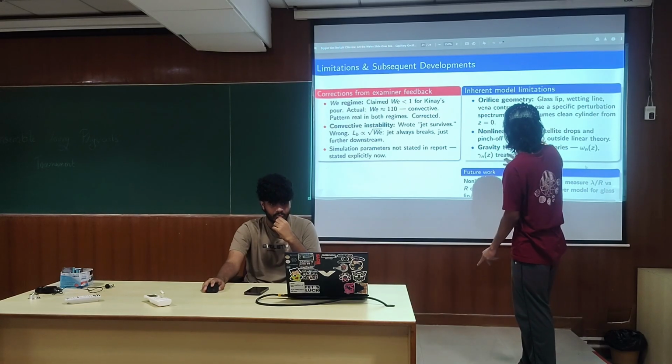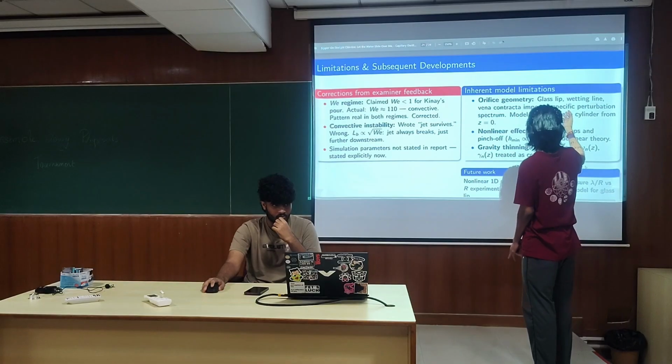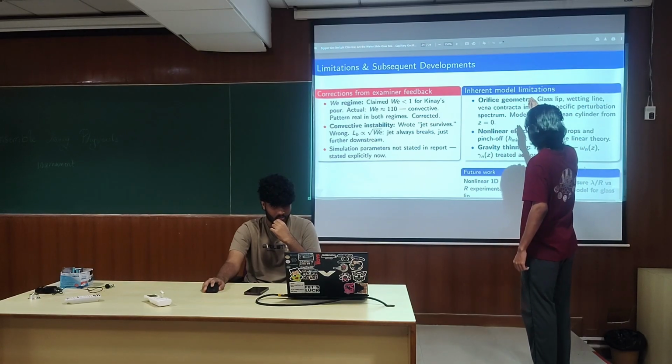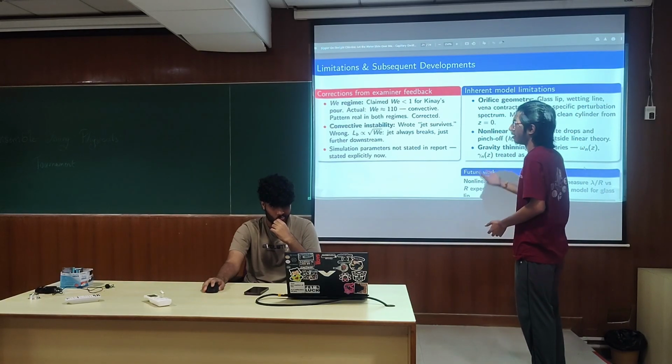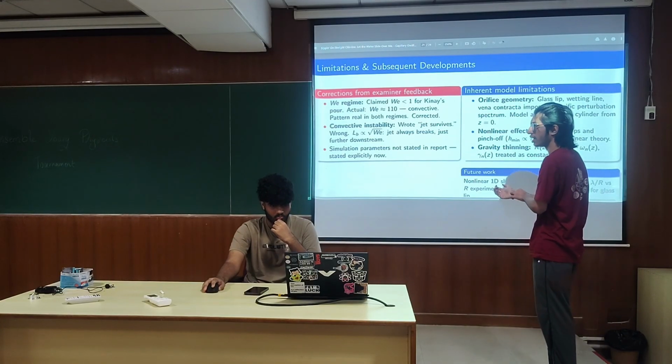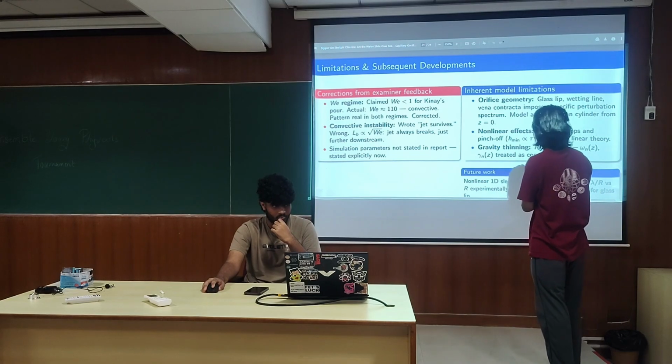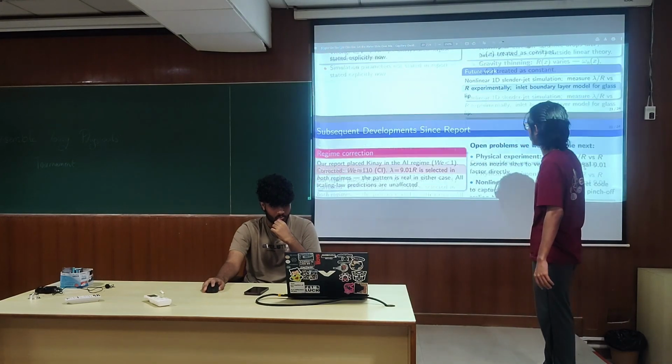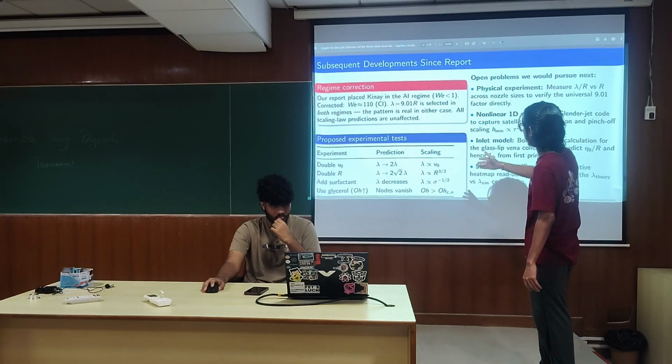And here we have the inherent model limitations that were stated, that is the orifice geometry and the glass slip, and these are the limitations that again were mentioned in the report. And these are the non-linear effects that we see as satellite drop and pinch off. Outside the non-linear effects which are not discussed enough in the report, there is gravitational thinning. Let's move down. And these are subsequent developments that we have made.